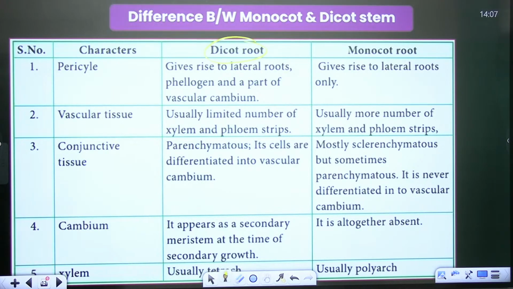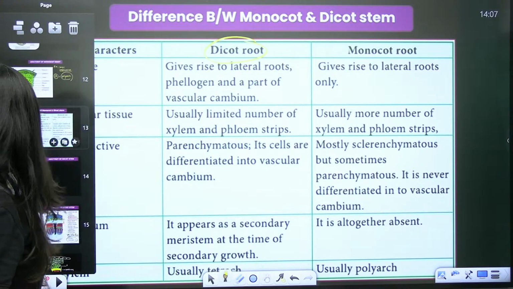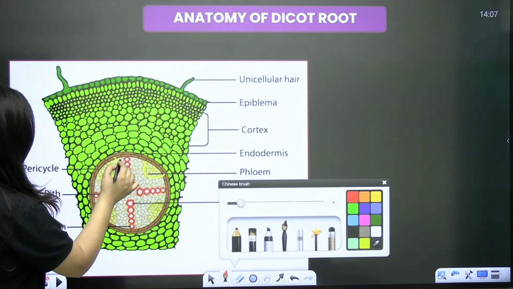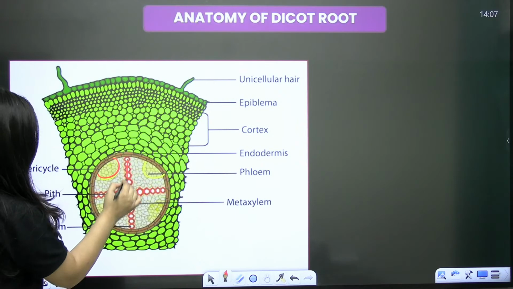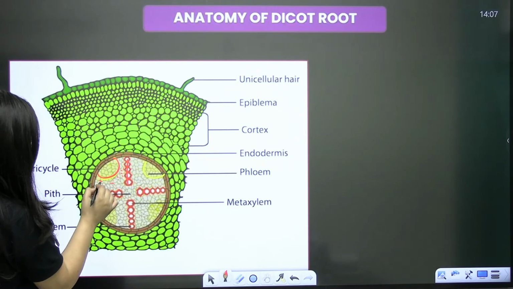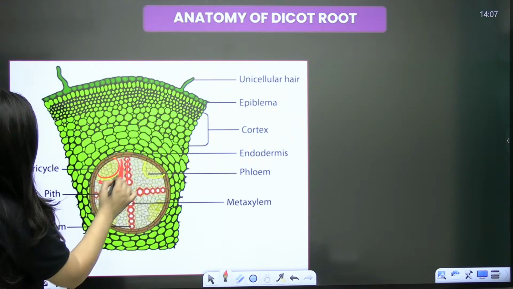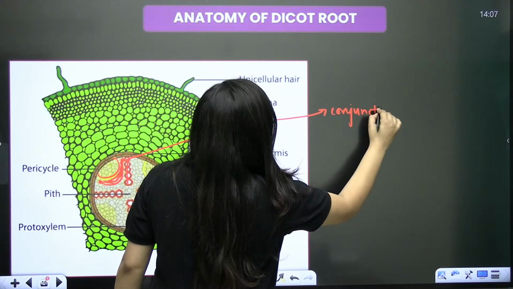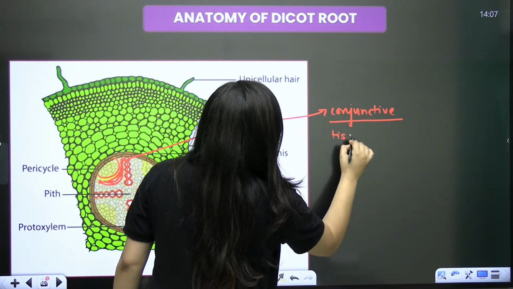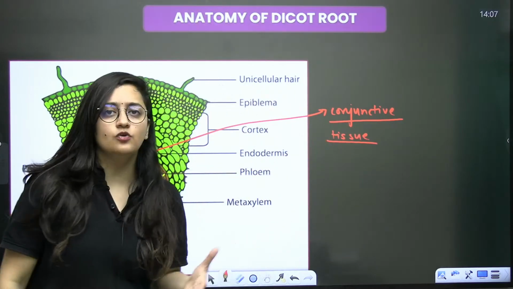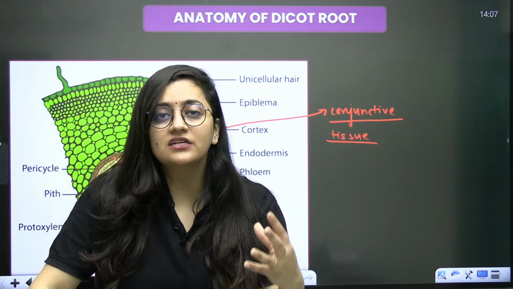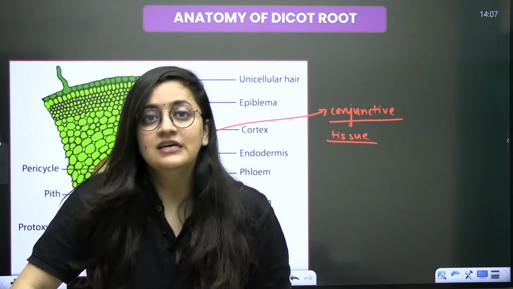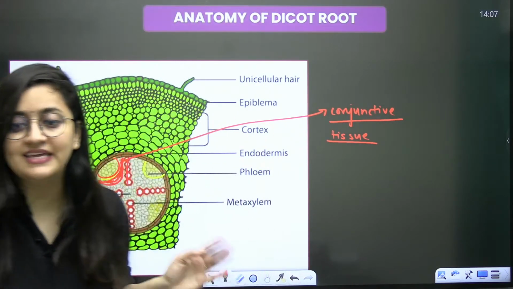And yes, how can I forget? See this part in between: this is the phloem, this is the xylem. This part in between is parenchymatous. It is known as the conjunctive tissue. When there is secondary growth in the dicot root, this conjunctive tissue will become meristematic. It will start forming cells, and it will help in the formation of the cambium.